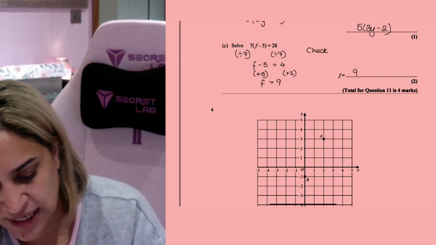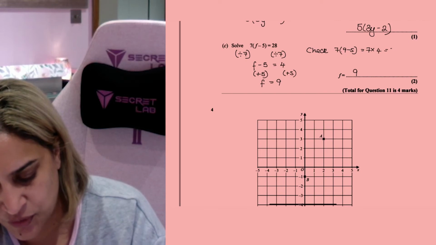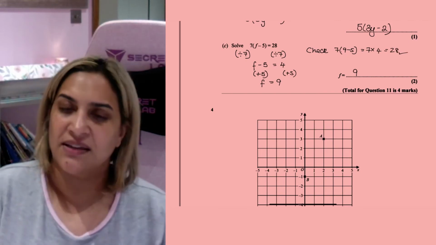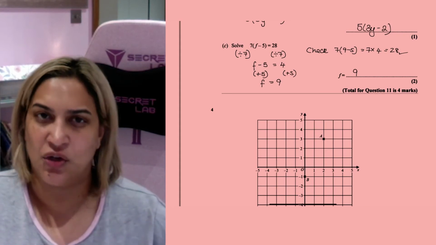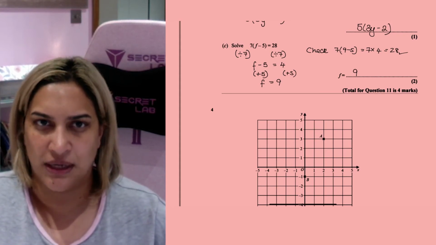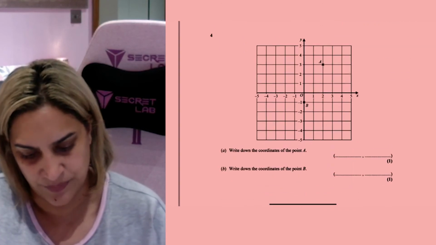And again, you can always check these. So you can do a check. 7 times 9 minus 5, which is 4, which is 28. And you can always check that you've done it right. And that's not a stupid idea to have that check constantly there. Okay, let's have a look at the next question.